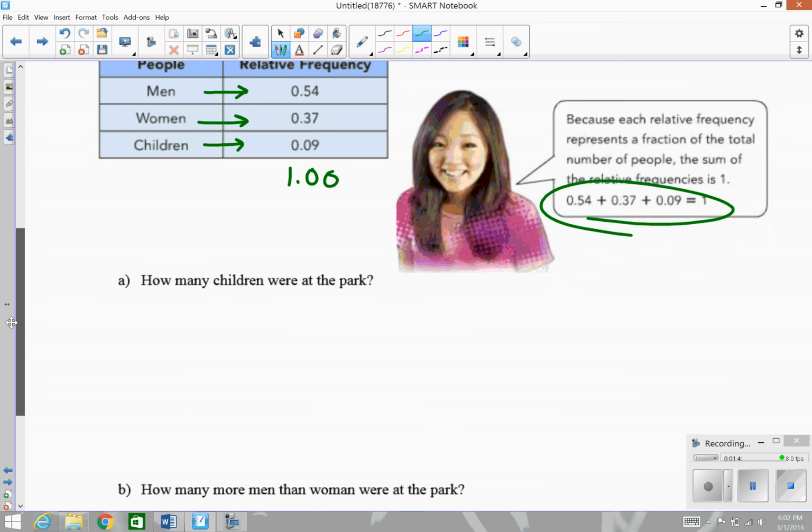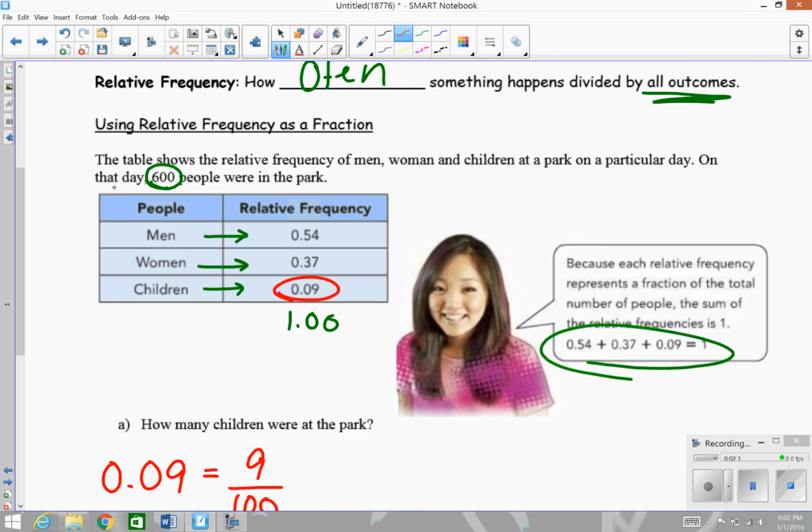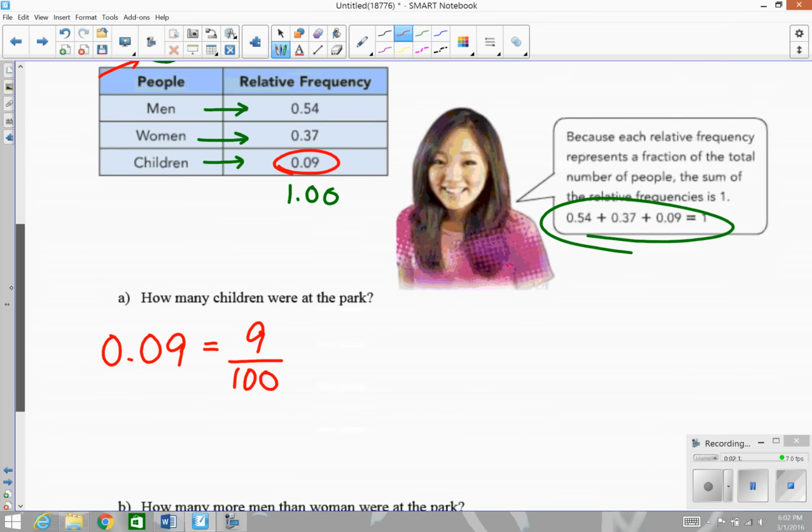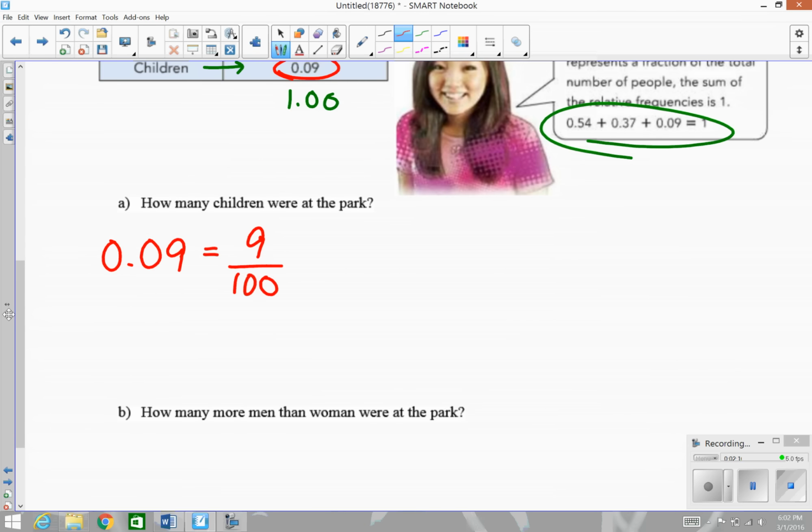So the first question asks how many children were at the park? Well, if I take the relative frequency for children, 0.09, we want to ask ourselves, how do you pronounce that the proper way? We know this to be 9/100ths, so we can turn this into a fraction out of 100. To figure out how many children there were out of our total of 600, we will use a proportion. Aren't you excited? Proportions are back. 9/100 equals x over 600.